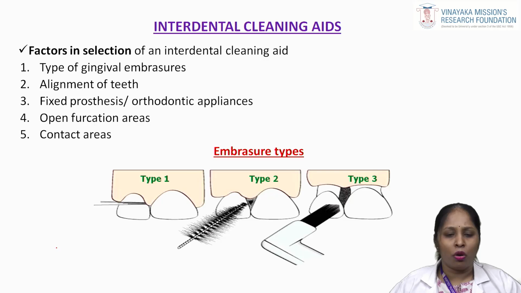So let's move on to the next oral hygiene aids, the interdental cleaning aids. There are various factors in the selection of an interdental cleaning aid. The first factors include the type of gingival embrasures, alignment of teeth, fixed prosthesis or orthodontic appliances, open furcation area, and the contact areas.